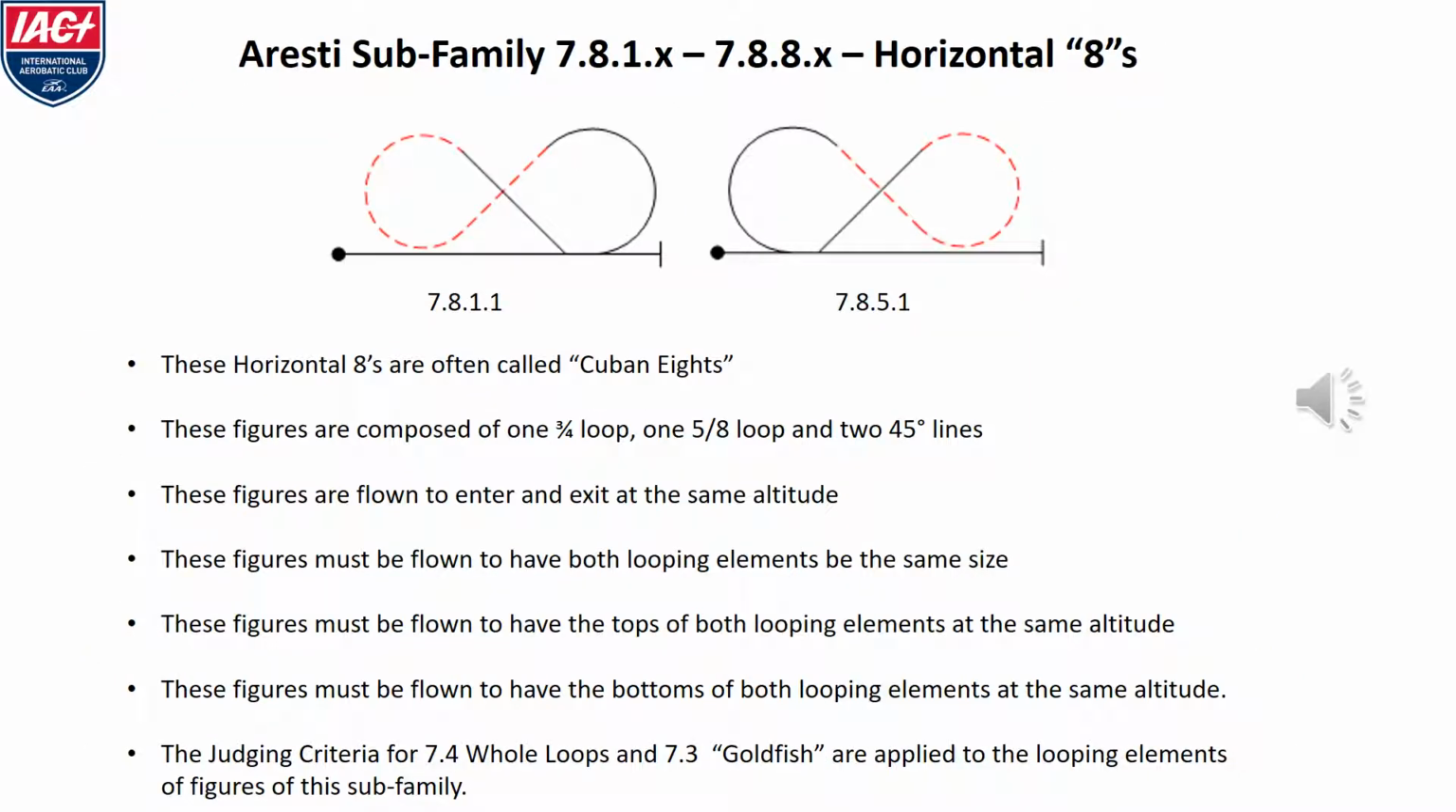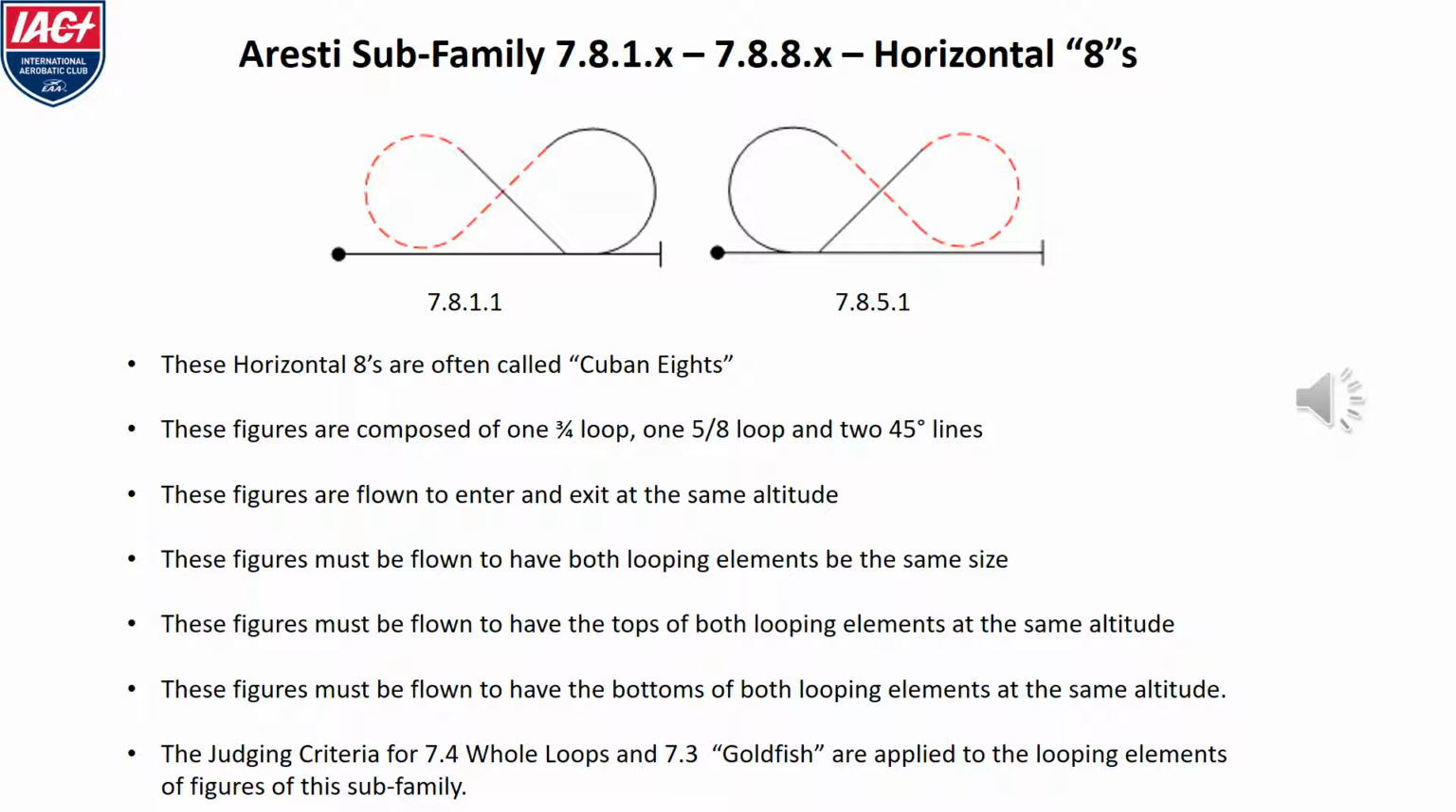Aresti subfamily 7.8.1 through 7.8.8 figures are horizontal eights. We often call them Cuban eights. They are composed of 1 3/4 loop, 1 5/8 loop, and 2 45 lines. These figures are to be flown to enter and exit at the same altitude. Both looping elements must be flown to have the same size.